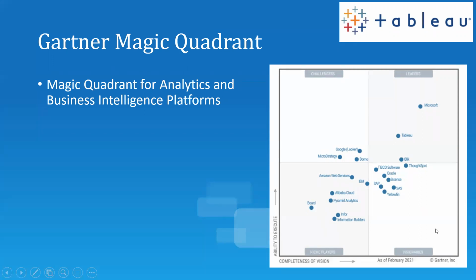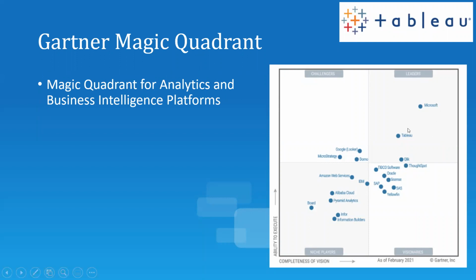There are four squares: challengers, leaders, visionaries, and niche players. Tableau has been around for more than a decade. Actually, it was introduced in 2003. And in the last 9 years, Gartner has recognized Tableau as a leader in the Magic Quadrant for BI and analytics. This recognition is based on the feedback of roughly 300 customer references.